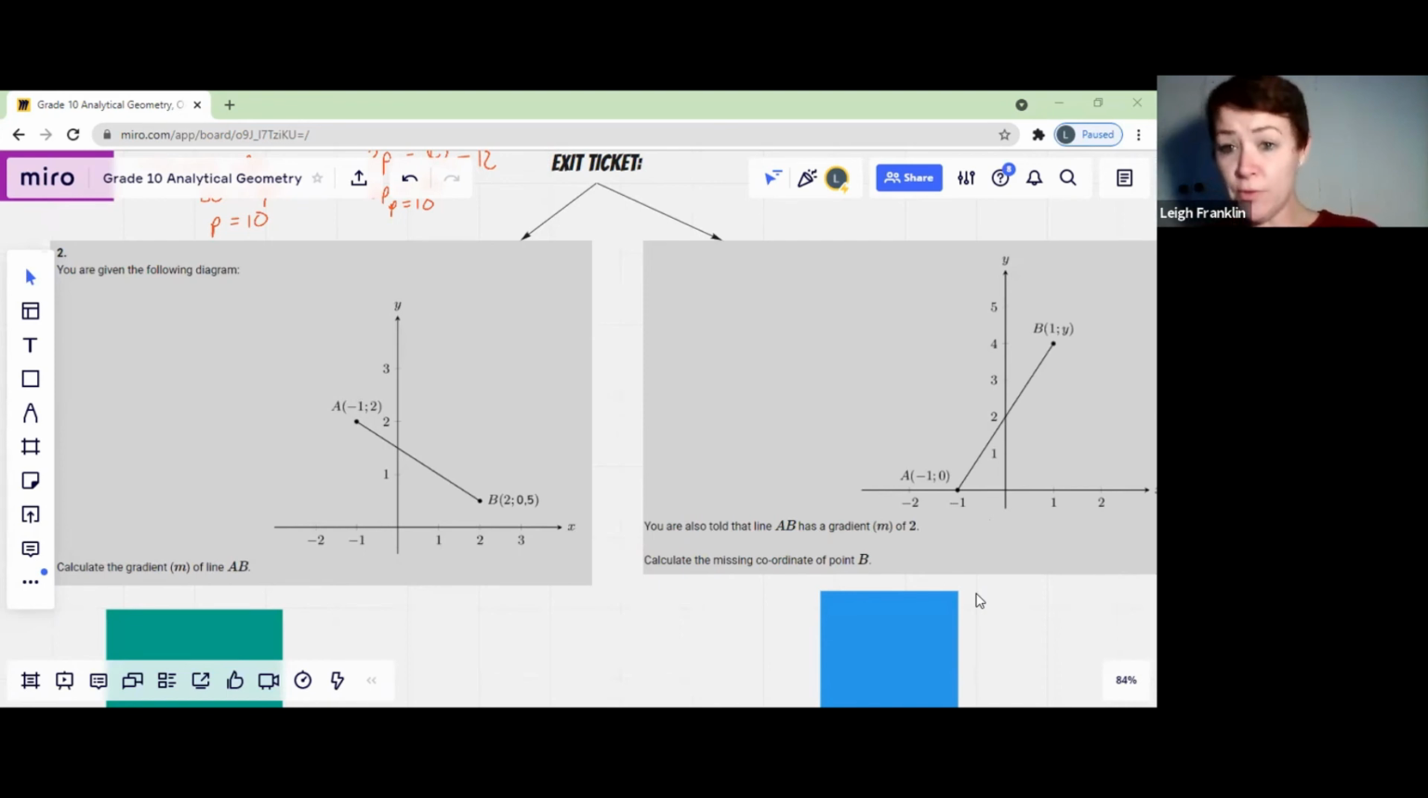Okay, have you done both of them? Yes, ma'am. Okay, brilliant. So you've worked out the gradient of the one on the left and you've worked out the missing y coordinate of the one on the right. Is that right? Well done. Okay, Harry, good job. Okay, no problem, Katlego.